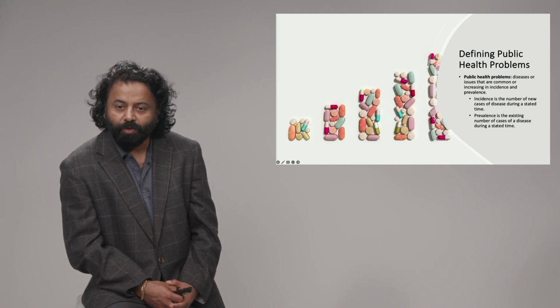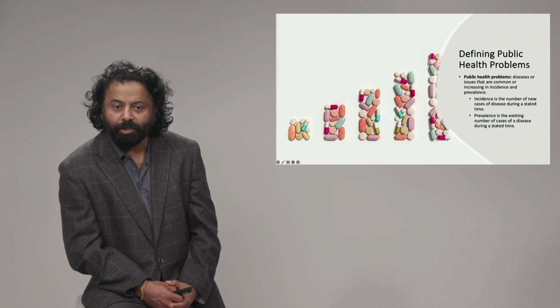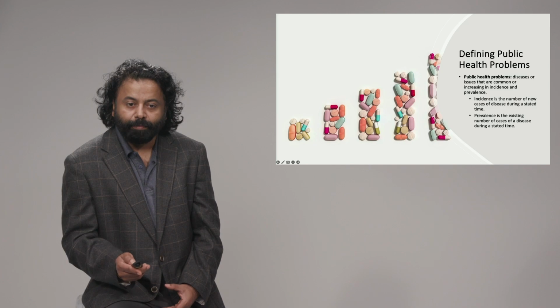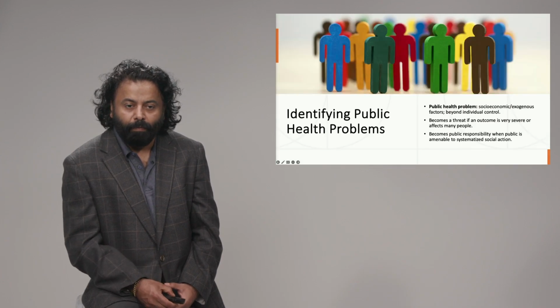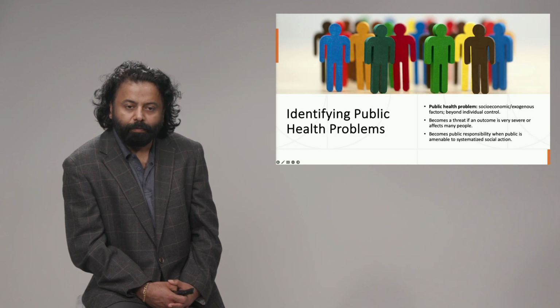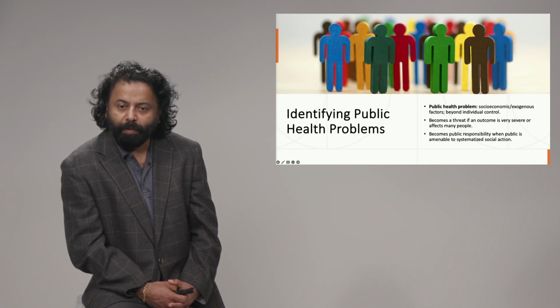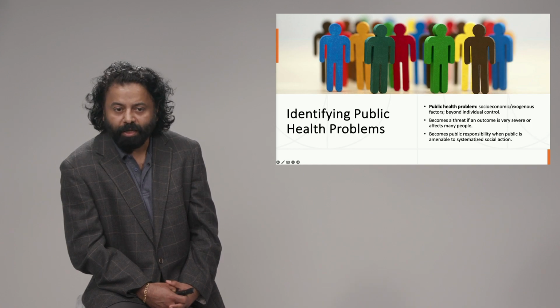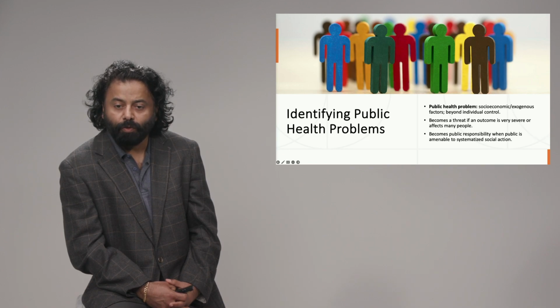Public health problems are diseases or issues that may be common or increasing in a community. Incidence is the number of new cases of a disease during a specific time, while prevalence is the existing number of cases during the same period. A problem is considered a public health concern if it involves socioeconomic or other external factors beyond individual control. It becomes a public health threat if the outcome is severe, such as causing death or affecting many people, and can be actual or potential. A problem becomes a public health responsibility when it can be addressed through organized social action.